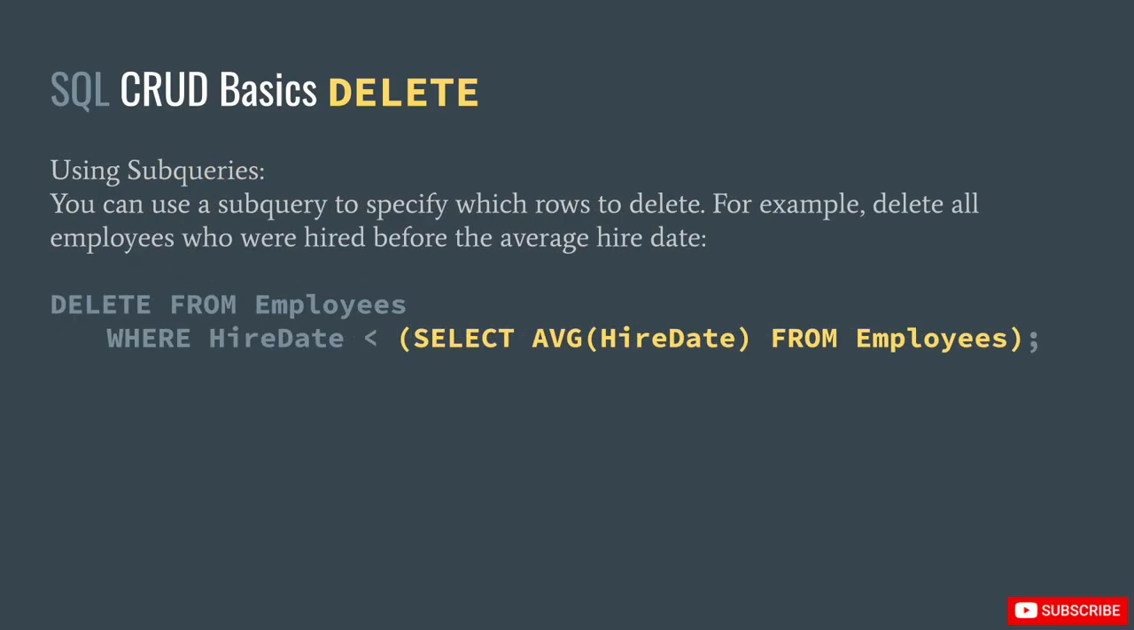You can also use a subquery with the delete statement to specify which rows to delete. For example, if we want to delete all employees hired before the average hire date, we can use a query like this one.